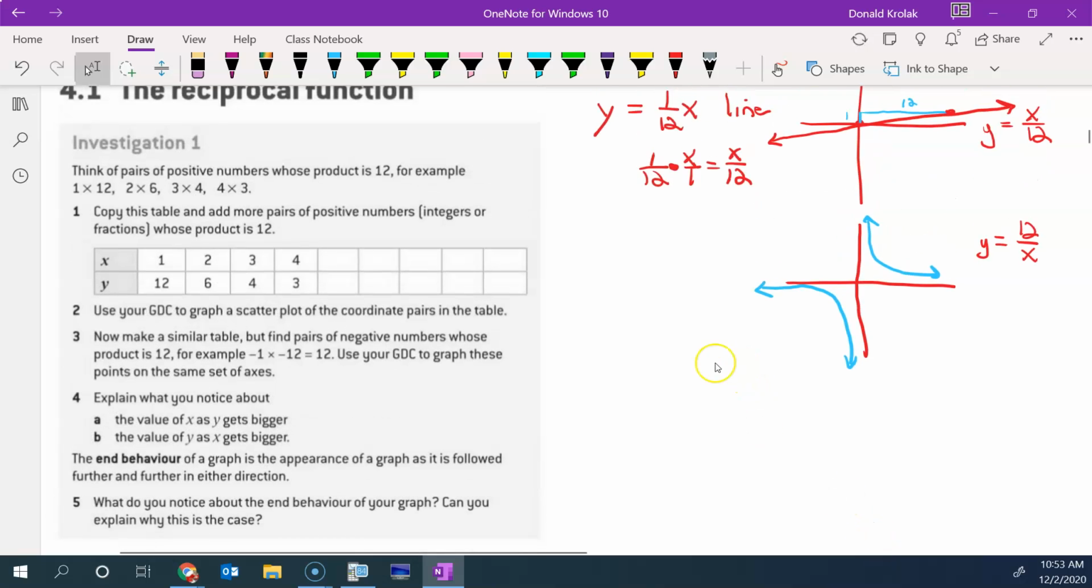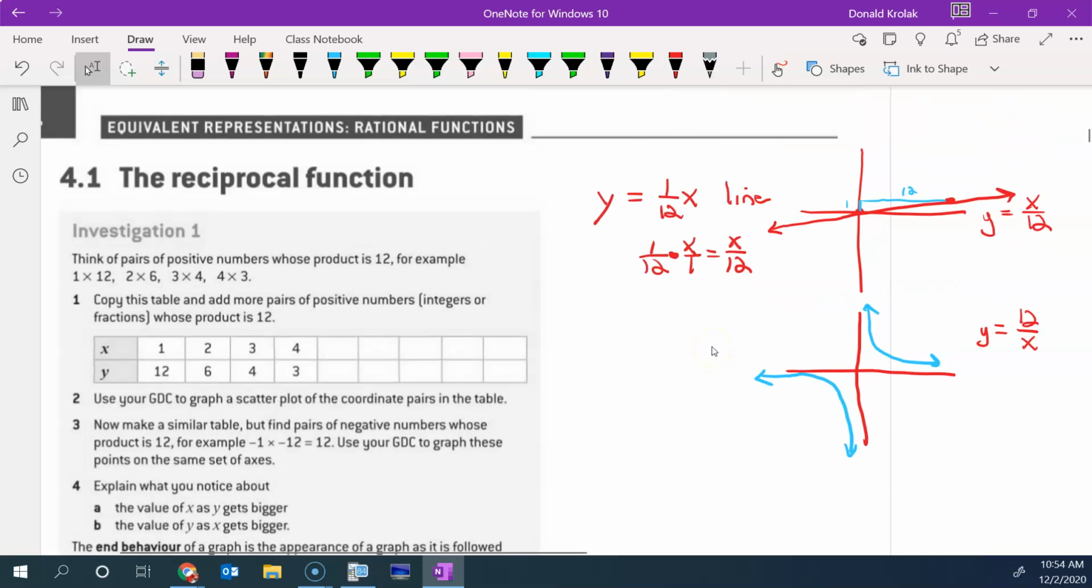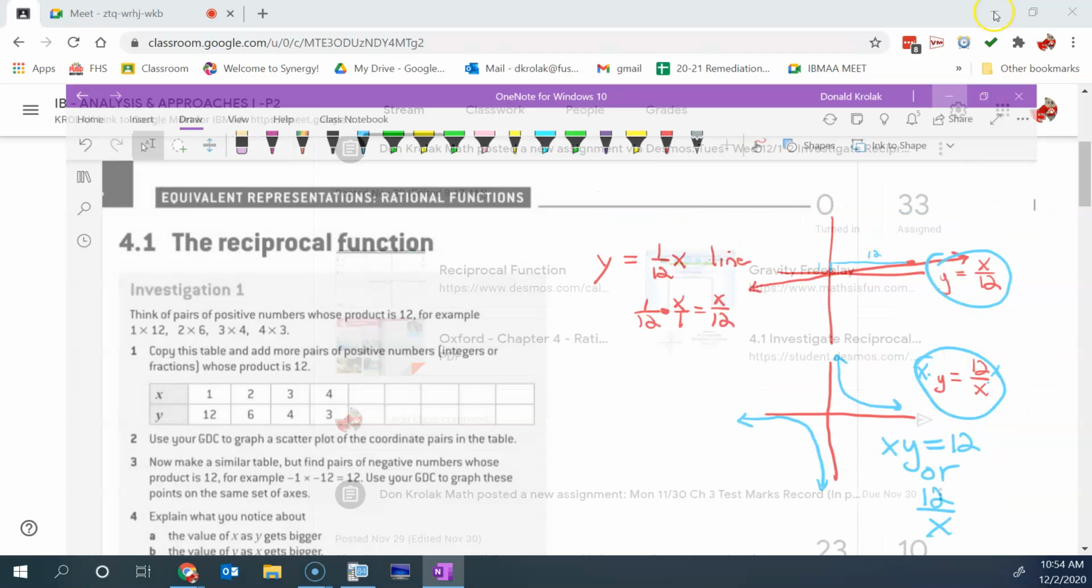Okay, so now what I'm going to do is I'm going to show you why this is. How does a line turn into a hyperbola? Okay, all right. So if you looked at this equation right here, or you look at this equation, let's look at this one. If I multiply both sides by x, this is the same as x times y equals 12. That and this are the same thing. Same thing.